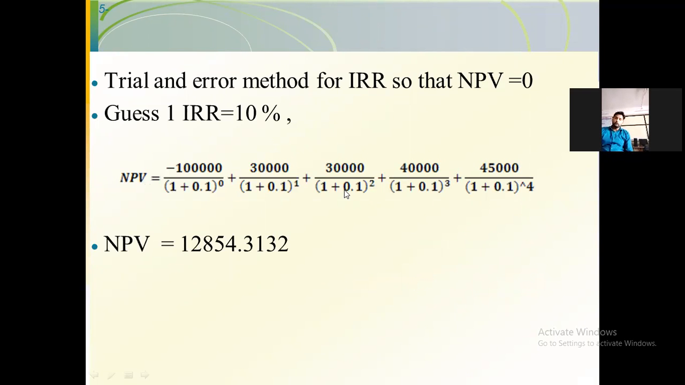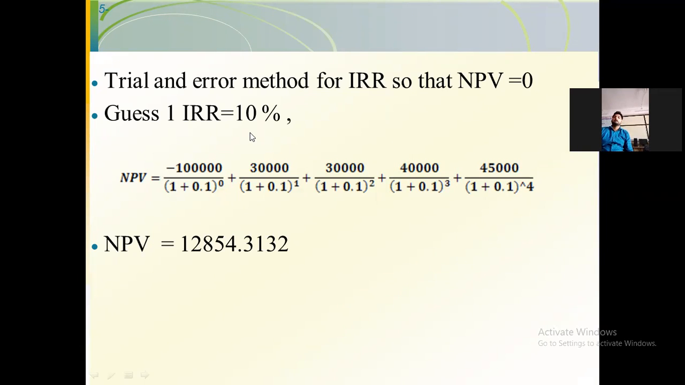Then we have to guess any value. Guess anything. Here I have taken 10%. You can consider 9% or 20% also, no issue. It is a trial and error method for IRR, so that NPV is equal to 0. Initially, I don't know which value to consider, so you can consider 50% or even 80%. But you have to change the value if you do not get NPV equal to 0.